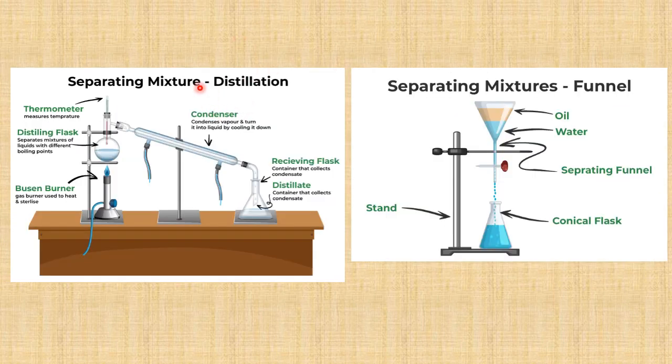Now moving on, we have distillation. Distillation, as we described, is used to separate two pure substances, usually mixtures of miscible liquids, which have different boiling points.